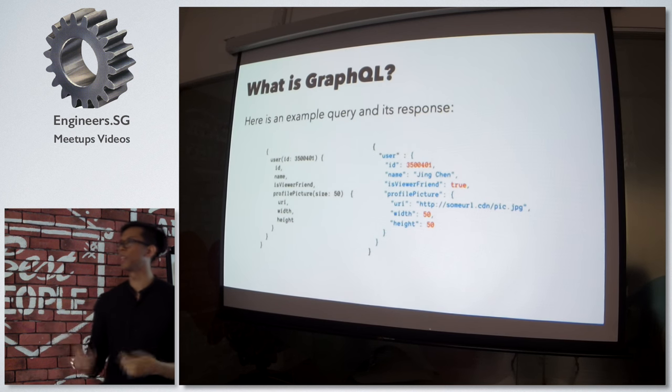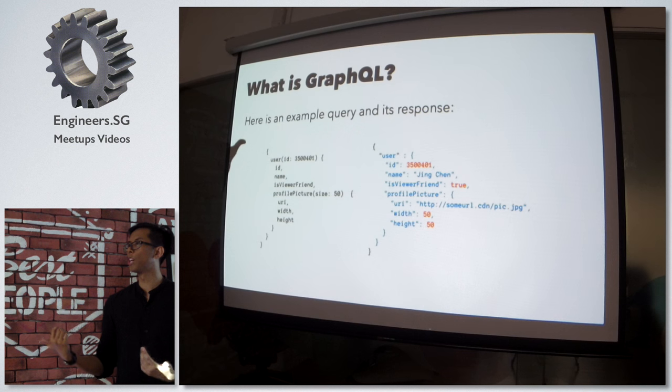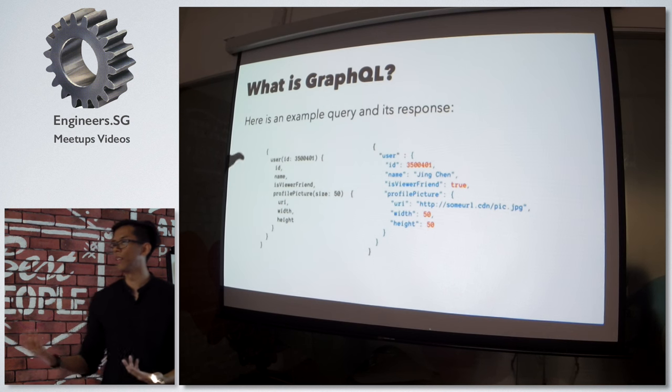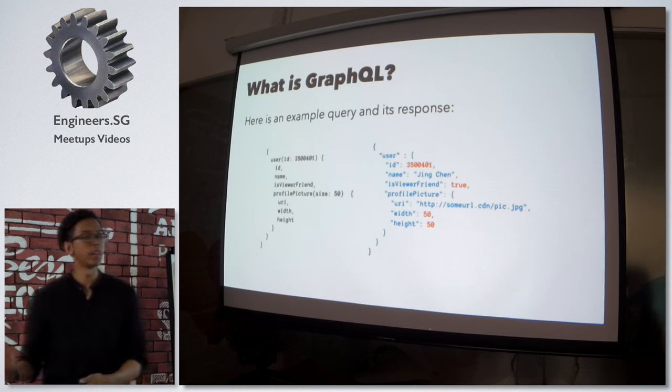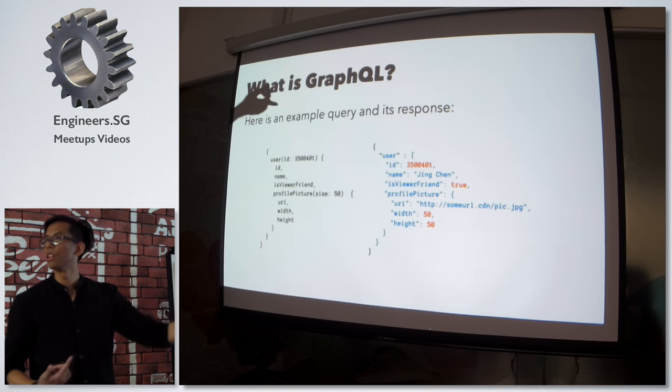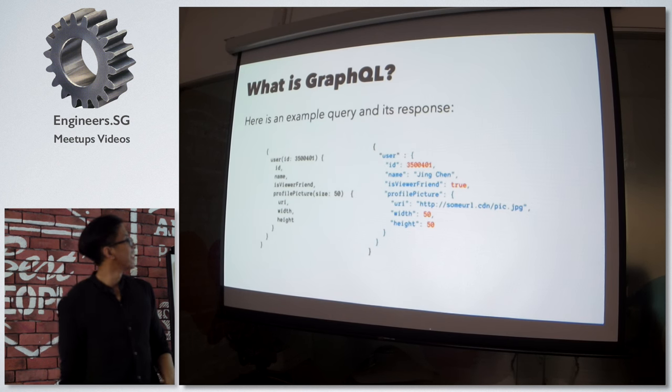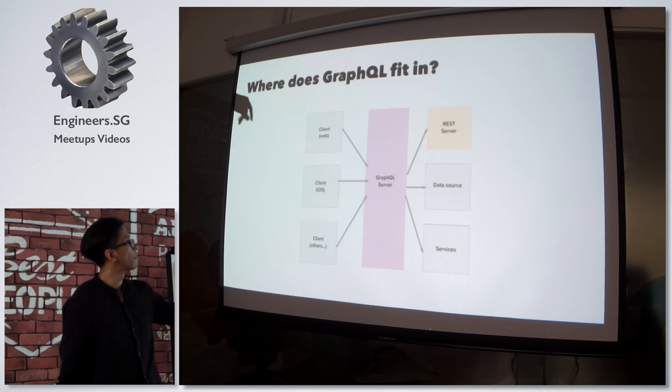So as a front-end developer, you don't have to care about how you're going to get this data that you need for your view. It's natural for us developers, like JSON is kind of the de facto standard response nowadays. So if you show this to a front-end developer, you'd be like, this is awesome, right? Okay. So where does GraphQL fit in, right?